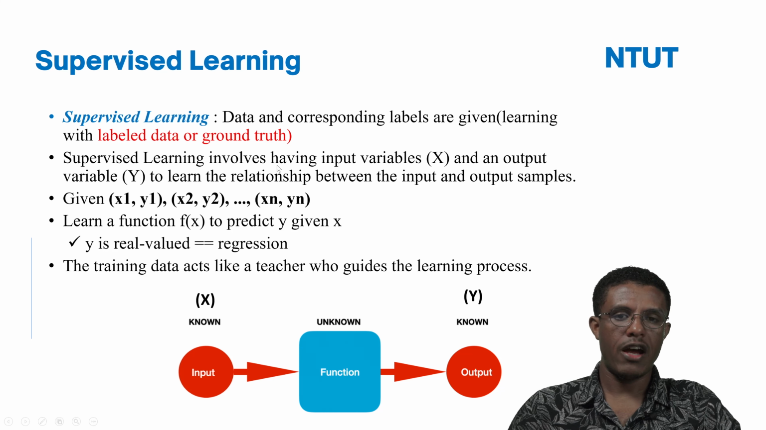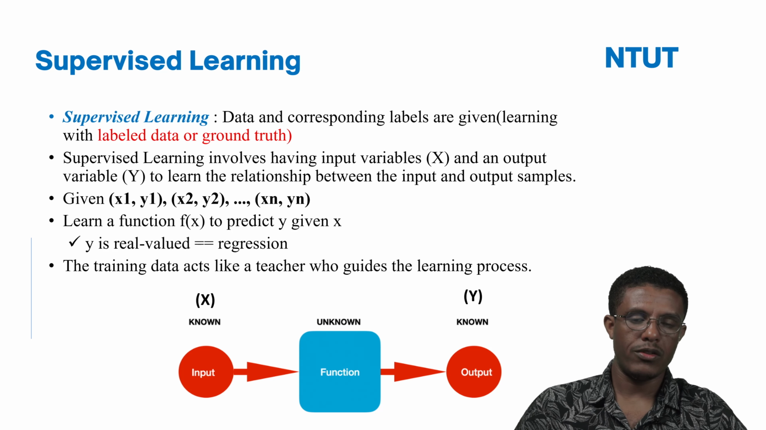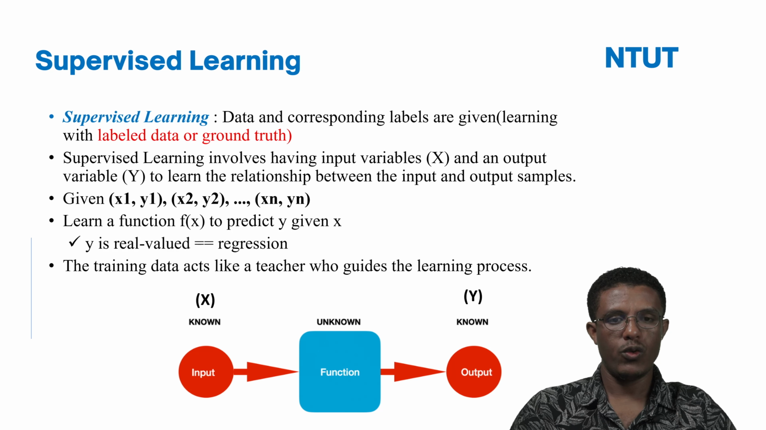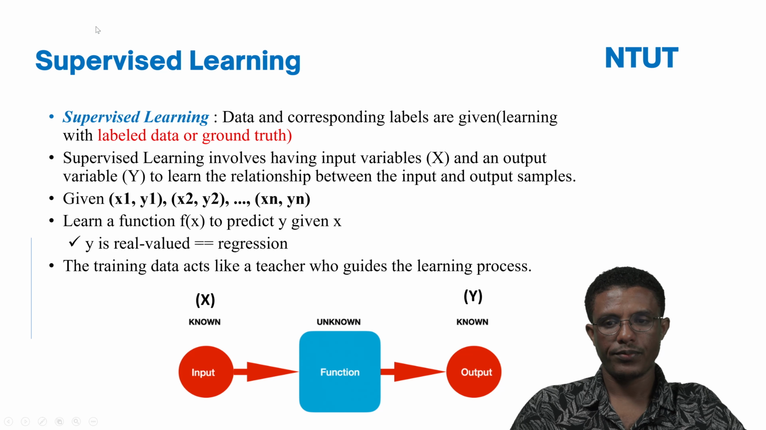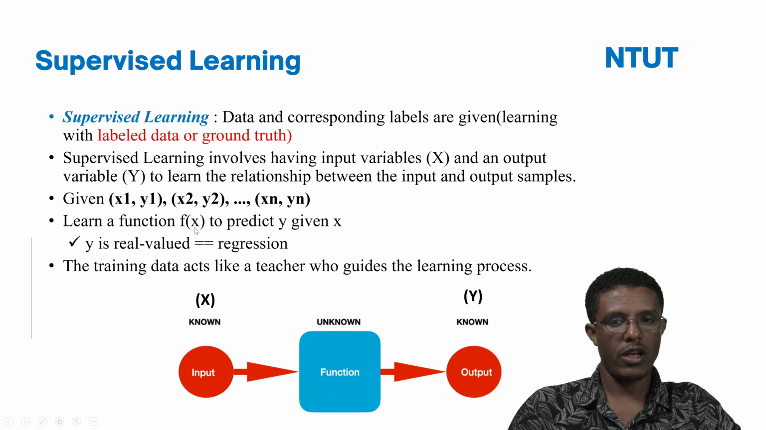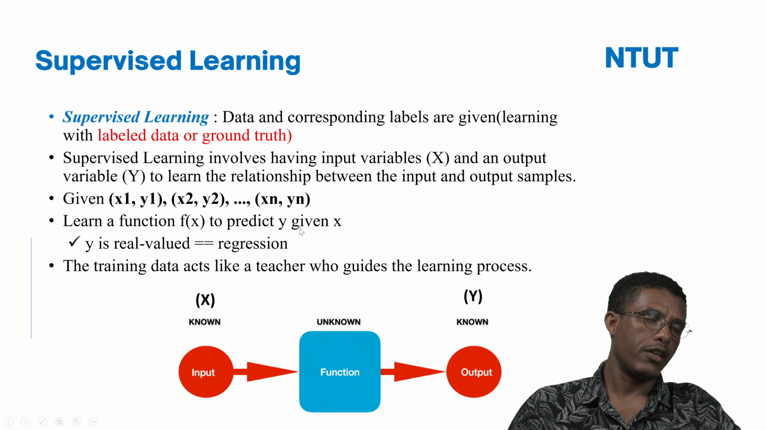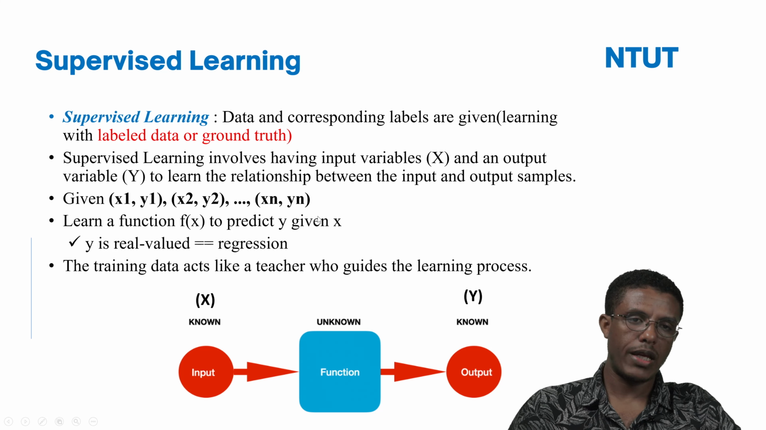Supervised learning involves having an input variable X and an output variable Y to learn the relationship between the input and output samples. Because we are giving the input features and the expected outputs, the machine learning algorithm can understand the relationship between the input and the output from the data. Based on this, the model is developed, which is called a learned function or framework f of x to predict y given x. So in the model we can give just x and finally we can get y.